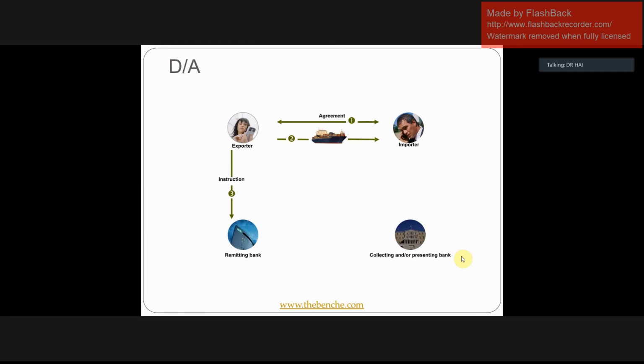Remember, under DP transaction, we use BE, or maybe we don't use BE. But in case we use BE, the BE must be at sight BE.